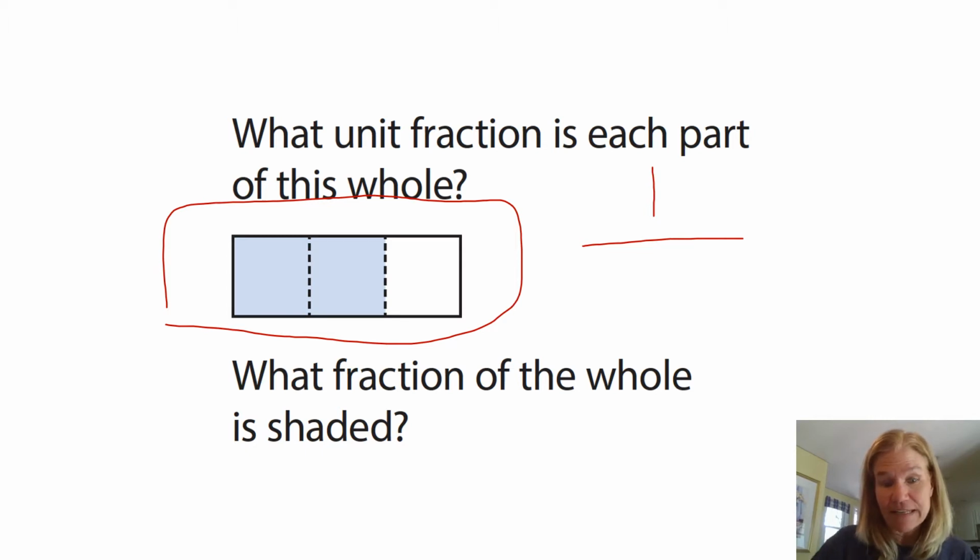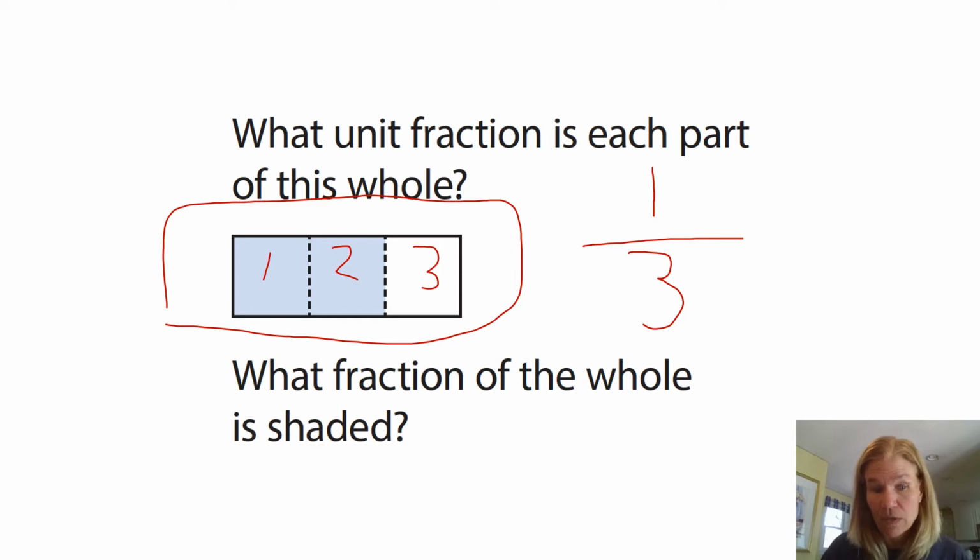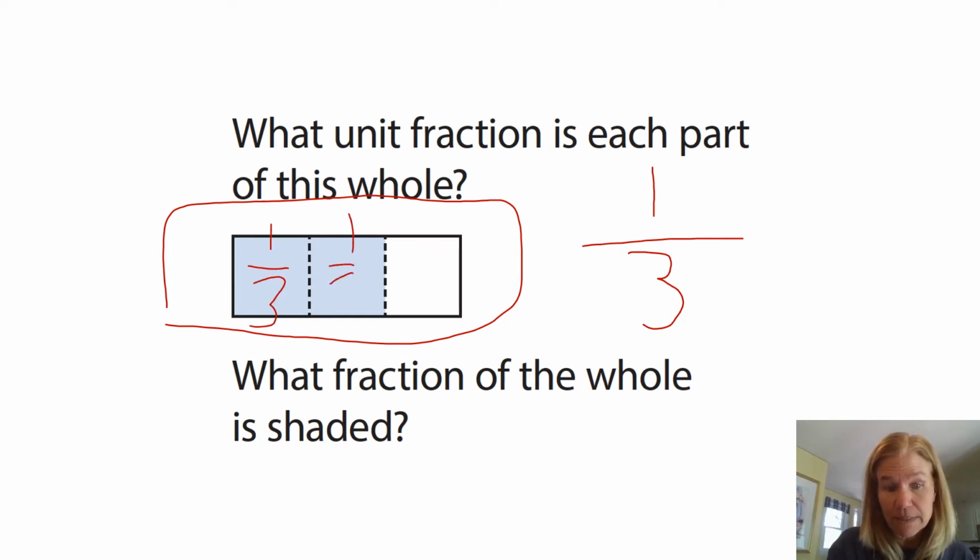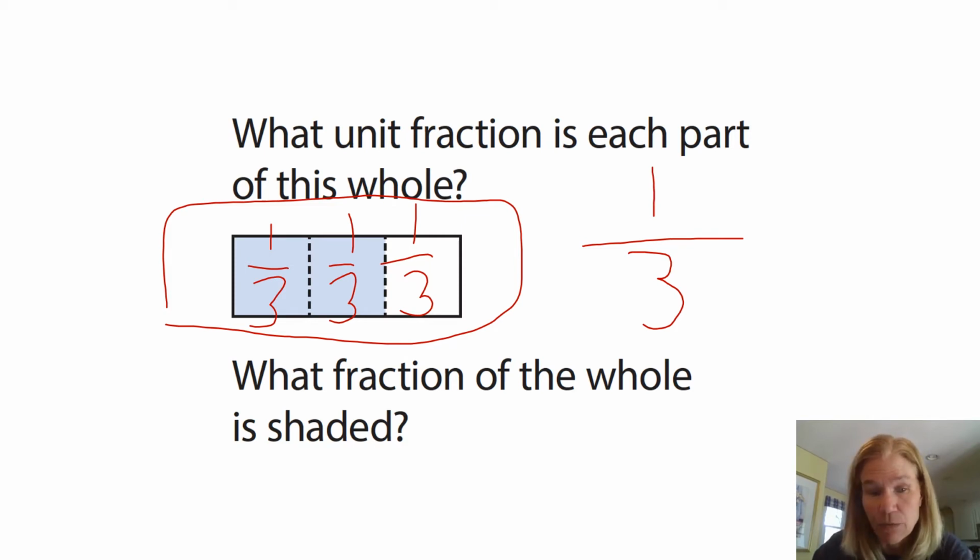And if I take the denominator as the total number of equal parts in the whole, I know there are 1, 2, 3 parts in the whole. So what unit fraction is it? Each one of these is worth 1/3. And so if I take this and I say this blue piece is 1/3, this blue piece is 1/3, and this white piece is 1/3. Unit fraction always has 1 at the top, and the denominator is always how many equal parts in the whole.